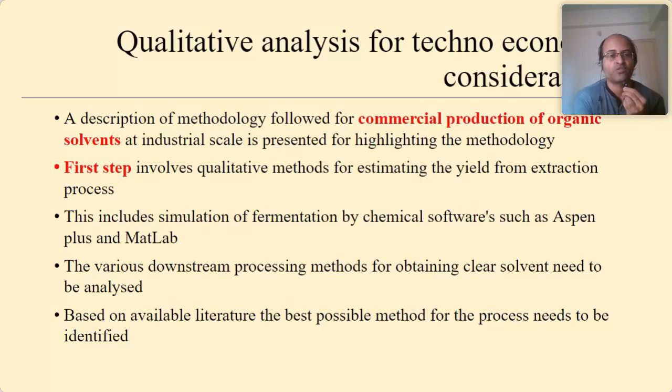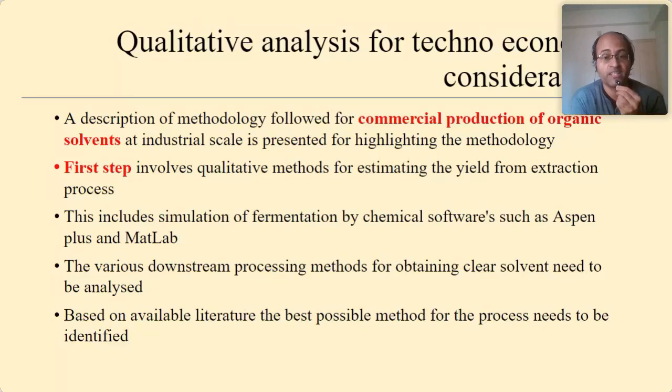But first, before that, we have to do the pilot scale study and try to understand how and what it is. So, the first step involves the various qualitative methods that are required for estimating the yield for the extraction process. So, what is the raw material that you are going to use for the extraction process? How you are going to do it in silico by using various software? Software such as Aspen Plus and MATLAB can be used for simulation of fermentation. So first you start with the raw material, you simulate the fermentation and see how you are getting it out. Once you get it out, then you look at the various downstream processing methods and see whether you can get a clear solvent or you are not getting a clear solvent.